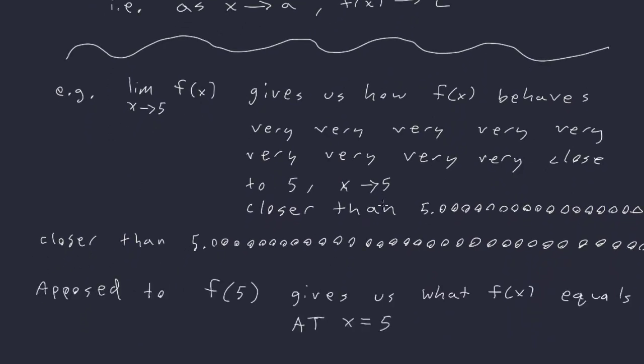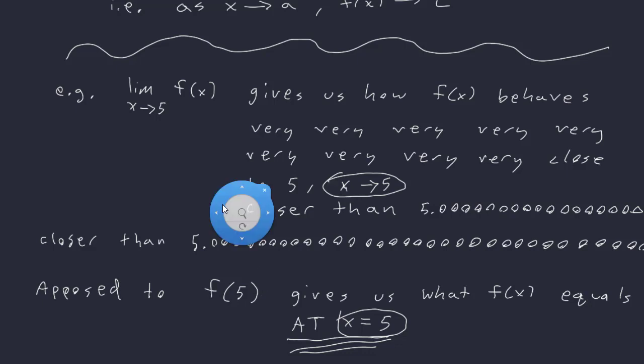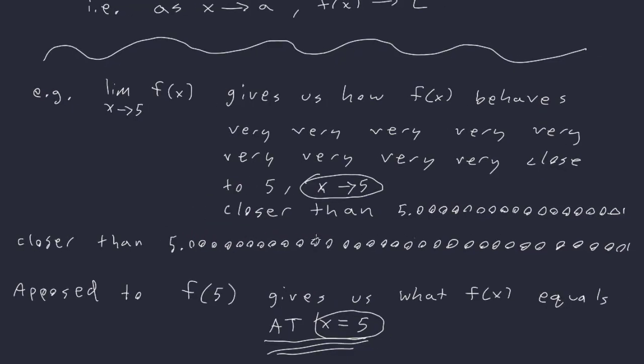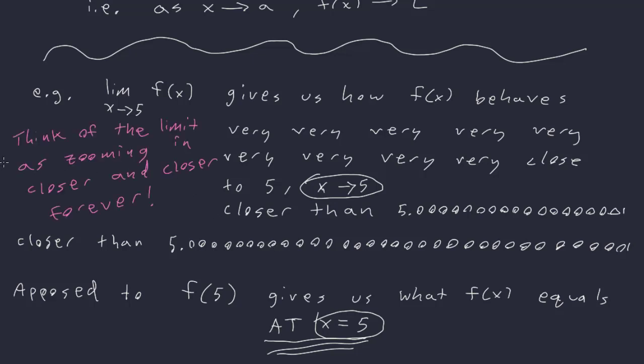And this is opposed to f of 5. So this gives us what f of x equals at x equals 5. All right, so the f of 5 is when we have the equality. The limit is when we have the approaching 5. But remember, we get extremely, extremely close to 5, but we never actually get there.